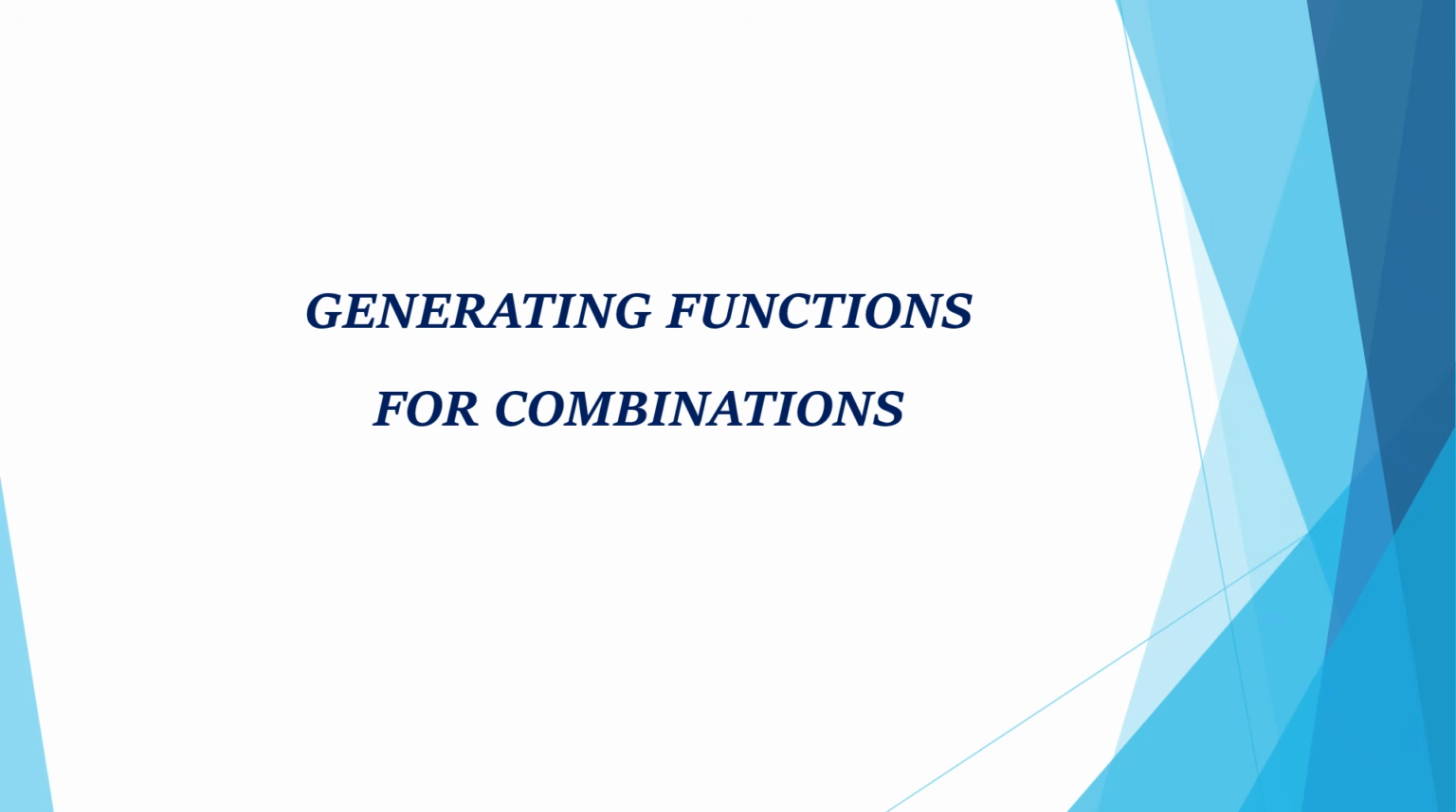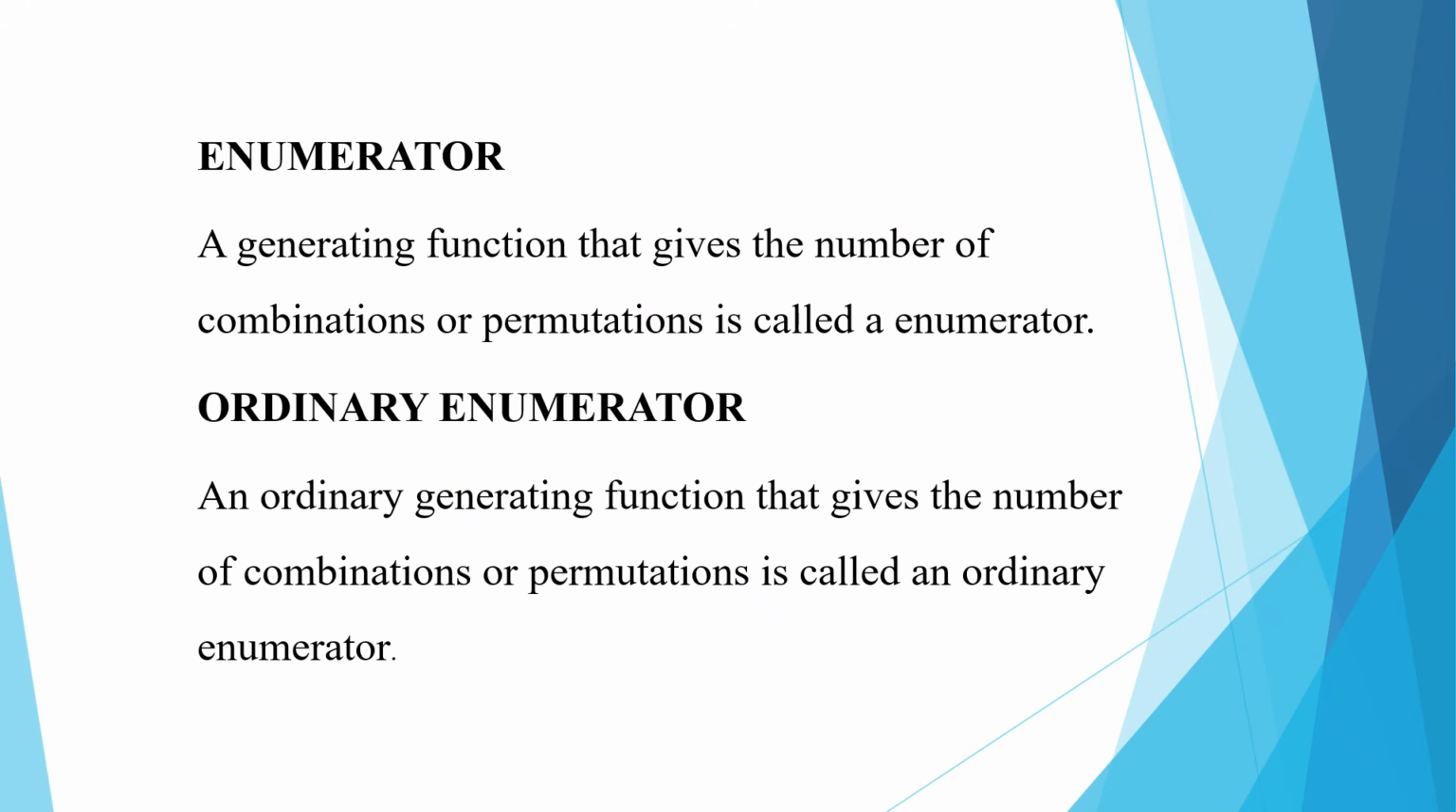Now next we are moving on to generating functions for combinations. First let us see the definition of an enumerator. A generating function that gives the number of combinations or permutations is called an enumerator. Next, the definition for ordinary enumerator. An ordinary generating function that gives the number of combinations or permutations is called an ordinary enumerator.